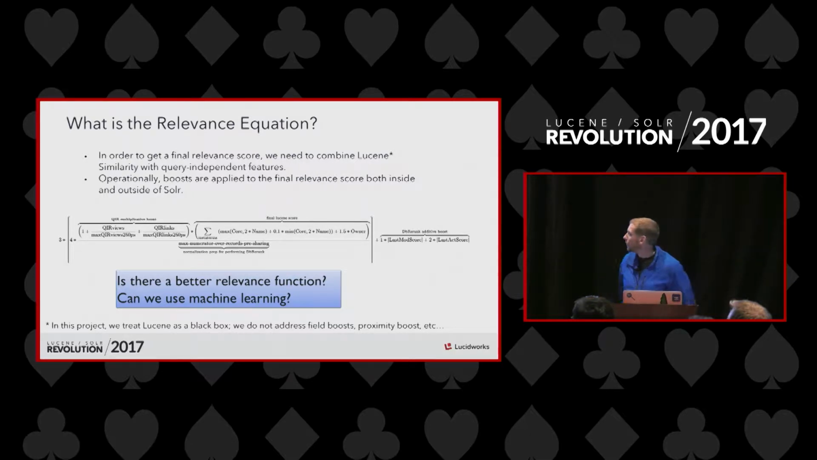And so the guiding question for this project is, can we do better than that particular relevance equation? Can we combine these things in a better, more optimal way?